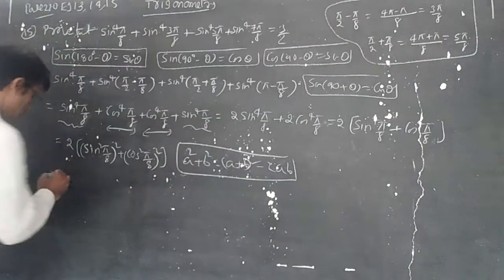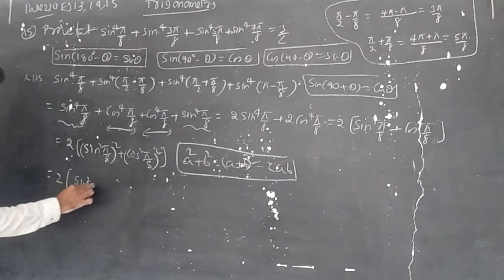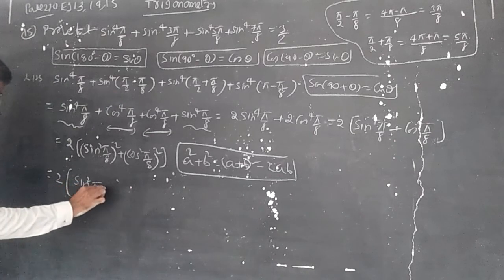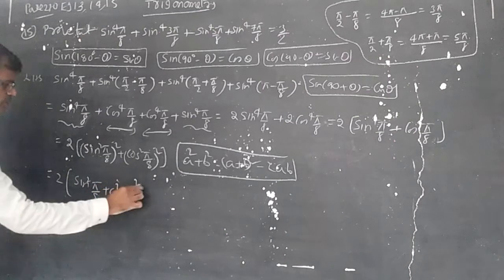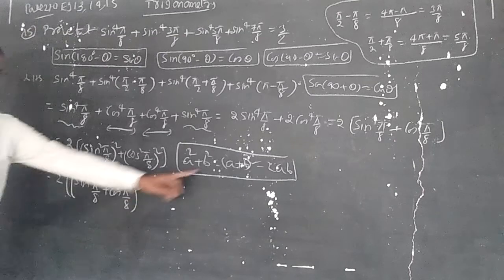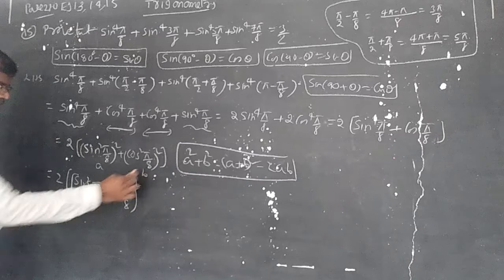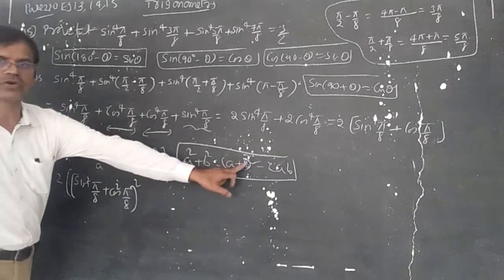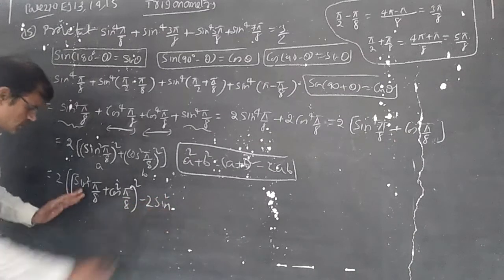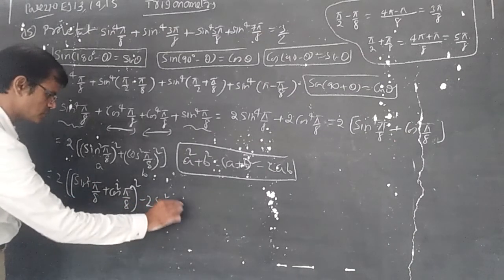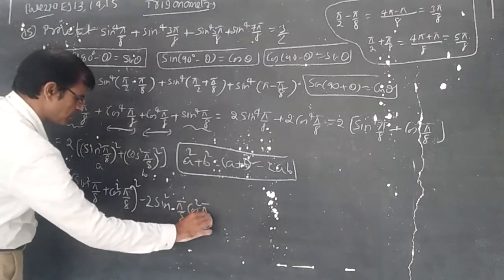Now convert this one as 2 into sin square pi by 8 plus cos square pi by 8, total whole square. Let this be A and this be B. So the formula is A plus B whole square minus 2AB. Now you write here 2 into sin square pi by 8 plus cos square pi by 8 whole square minus 2 sin square pi by 8 cos square pi by 8.